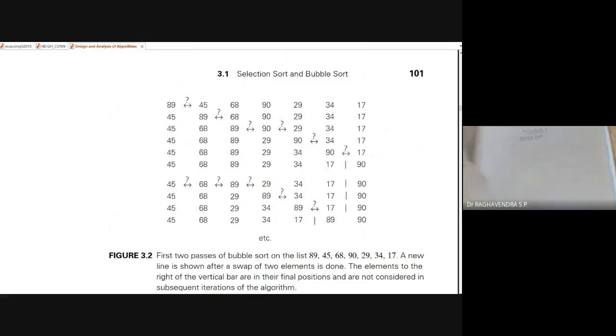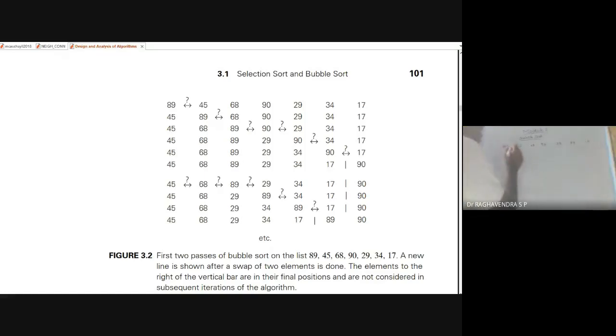Okay, now you can see an example there. The example is 89, 45, then 68, 90, 29, 34, and 70. Is this a sorted array? No, sir, it is not a sorted array.